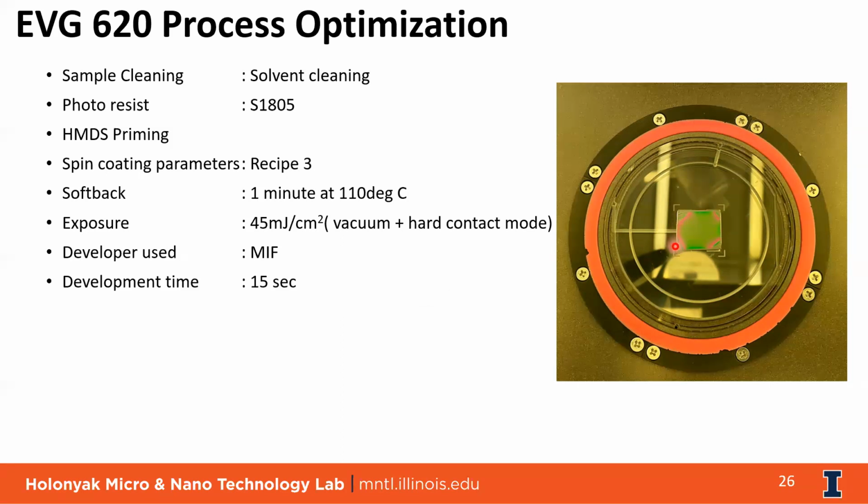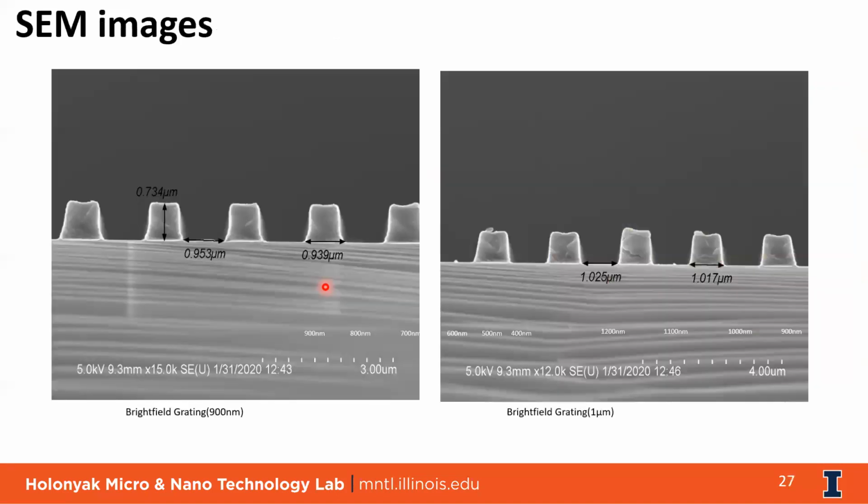In this process, we used a roughly 10 mm cross 10 mm wafer, spin coated with photoresist S1805, and we soft baked for 1 minute at 110 degrees Celsius. Exposed using vacuum plus hard contact mode, and developed using MIF developer. By using this process, we achieved submicron features, close to 900 nanometer, and 1 micron features. As you can see in the cross-sectional image.